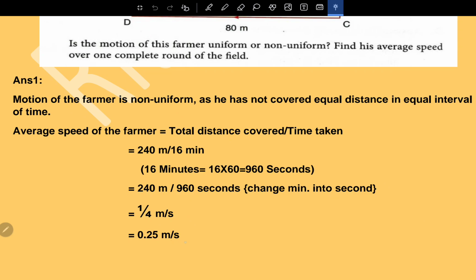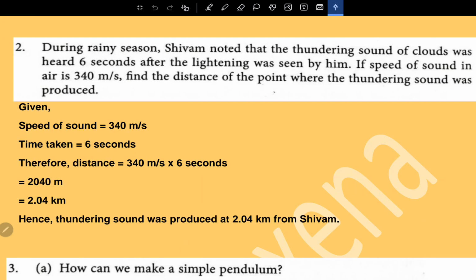It means his speed is 0.25 meter per second. Second question: during rainy season, Shivam noted that the thundering sound of cloud was heard 6 seconds after the lightning was seen by him. If speed of sound in air is 340 meter per second, find the distance to the point where the thundering sound was produced.